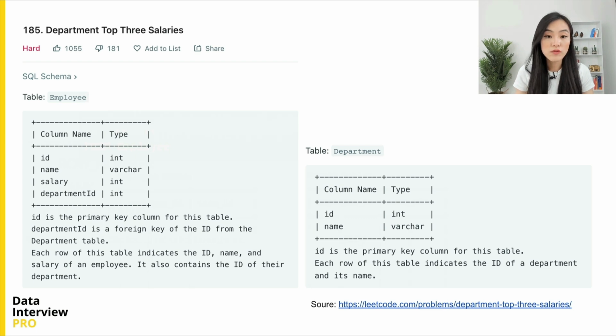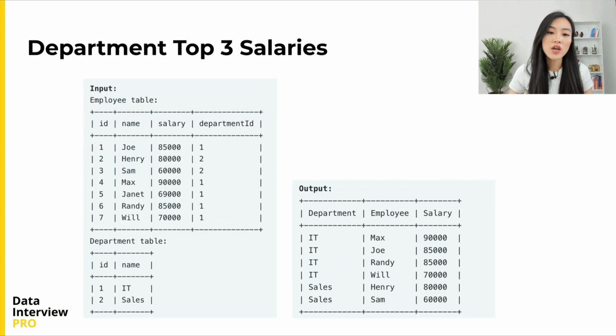The requirement is to find all the employees with the top 3 salaries in each department. Here we have a sample input and output. There are 7 employees in the employee table and 2 departments in the department table. From the output, we see there are 4 outputs for the IT department and 2 outputs for the sales department. So even though what we are looking for is the top 3 salaries in each department, the number of rows in the output table for each department may not be 3, because some departments do not have 3 employees. In this example, there are only 2 employees in the sales department.